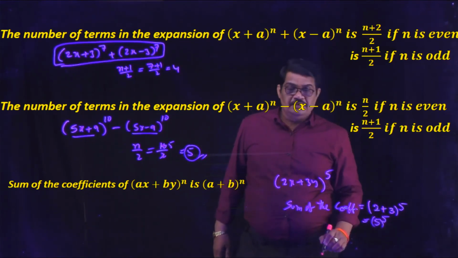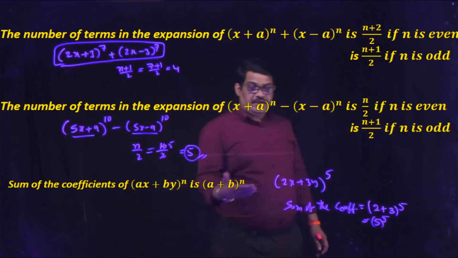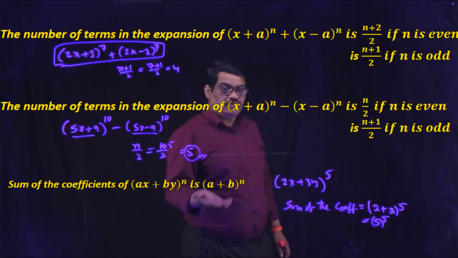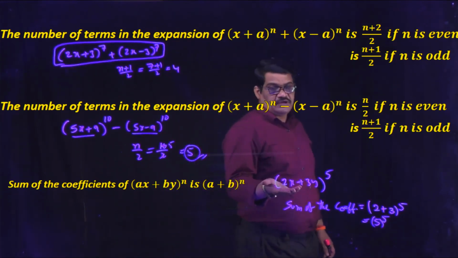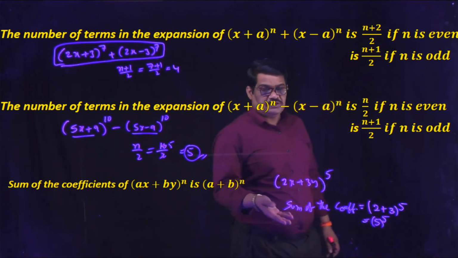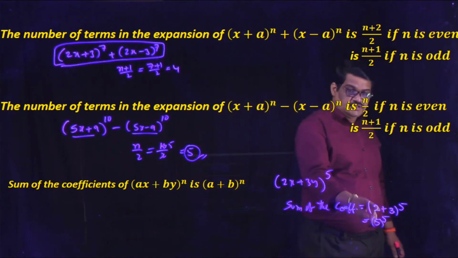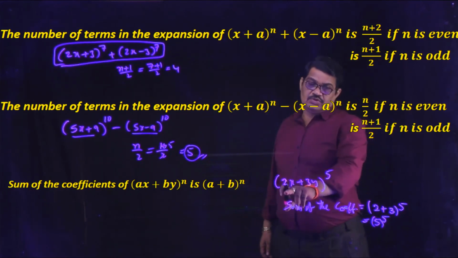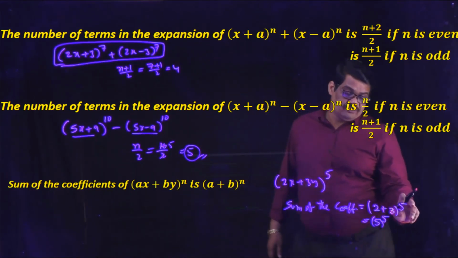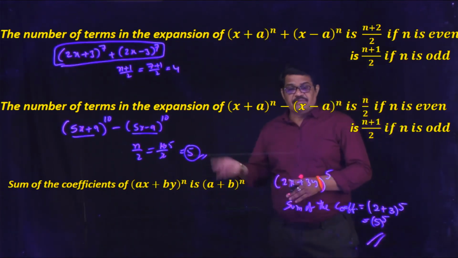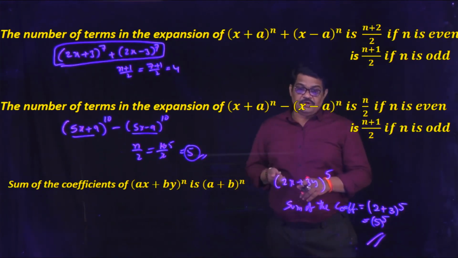So the sum of the coefficients of (ax + by)^n is (a + b)^n. In that expansion, for example (2x + 3y)^5, the sum of the coefficients is 5^5. That is (a + b)^n, where n is 5, a is 2 and b is 3, that is (2 + 3)^5, which is 5^5. So that is the sum of the coefficients in the expansion of (ax + by)^n, which is (a + b)^n. Okay.